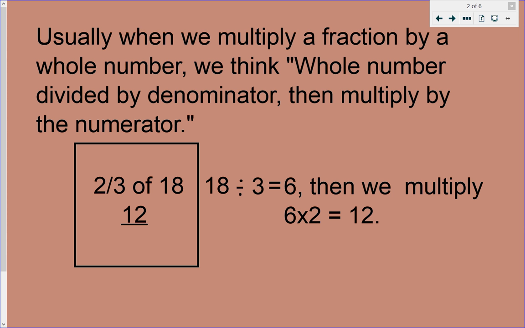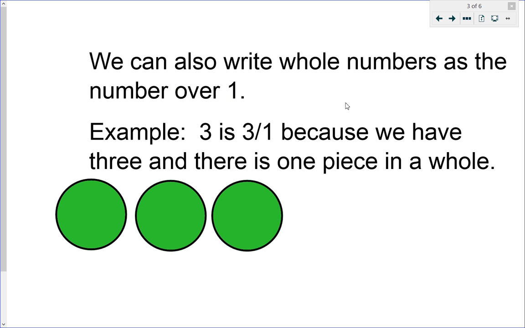And that is good and fine when the whole number and the denominator have a situation where there are no remainders. So 18 divided by 3 works nicely. If the number was 2/7 of 18, 18 divided by 7 would not be a nice number to work with. So we have a situation of what we do, and that looks like this.